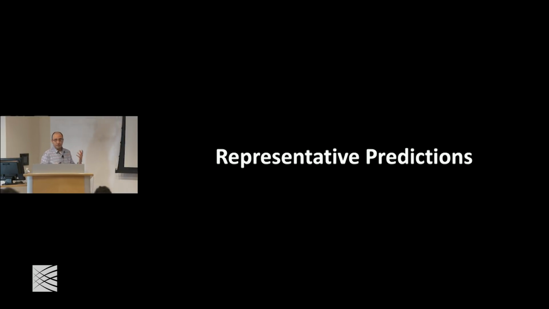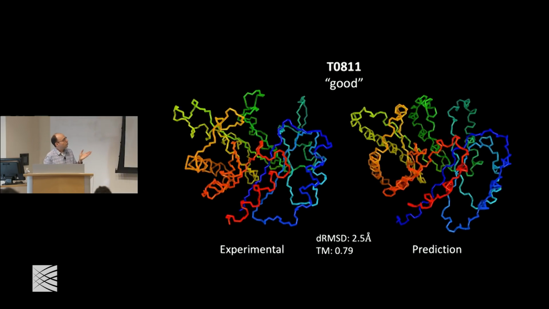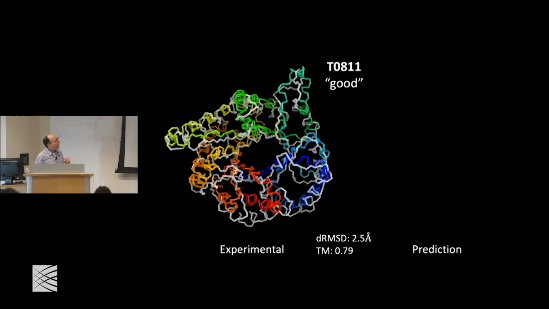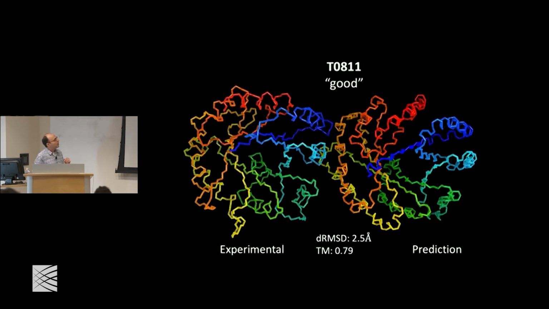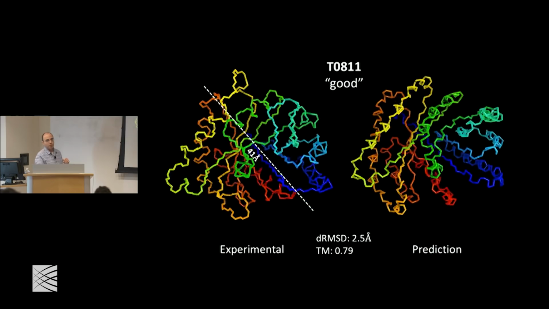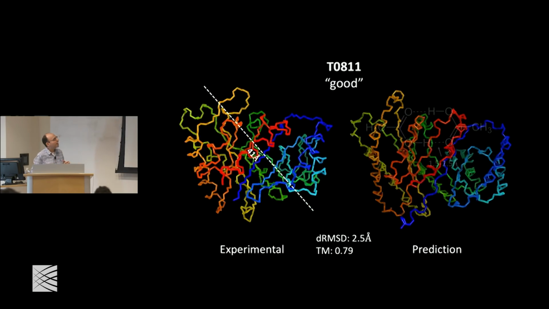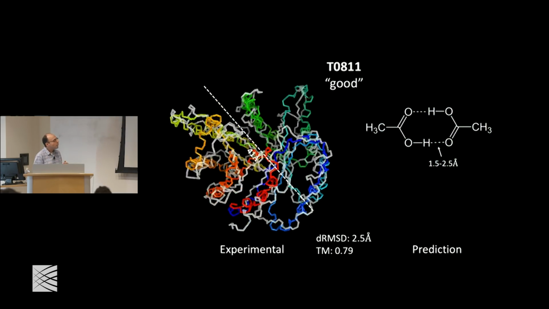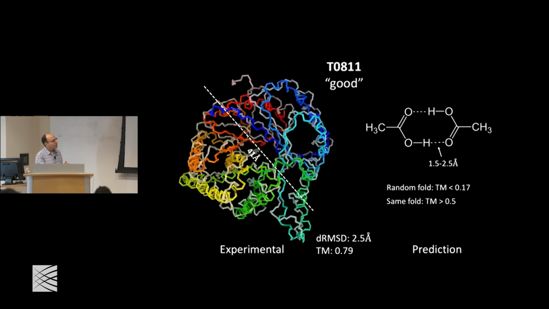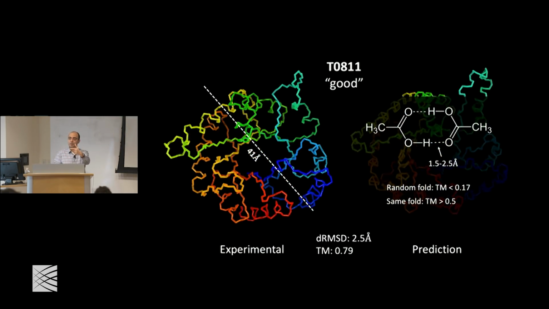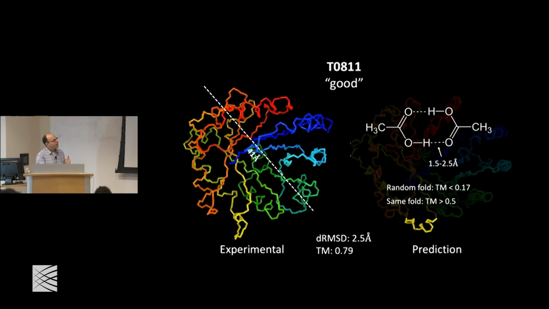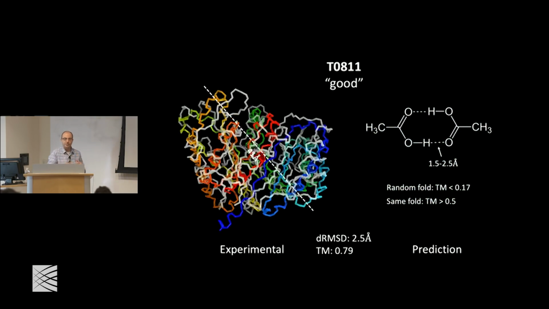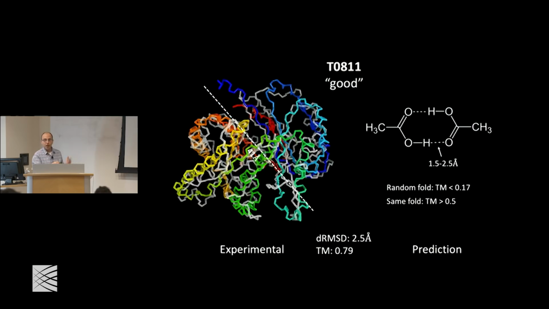So let me start out with some representative predictions just to give you a sense of how well this works or doesn't work. So this is what I would call a good prediction, experiment on the left, prediction on the right. The prediction is about 2.5 angstroms in resolution. The diameter of the protein here is about 40 angstroms, so that gives you a sense of the scale. A hydrogen bond is about 1.5 to 2.5 angstroms, so again, that gives you a sense of scale. For TM scores, I should say, they range from 0 to 1, 1 being best, 0 being worst. And a score below 0.17 is typically considered random, and about 0.5 is generally the same fold. So in general, this is a good prediction.